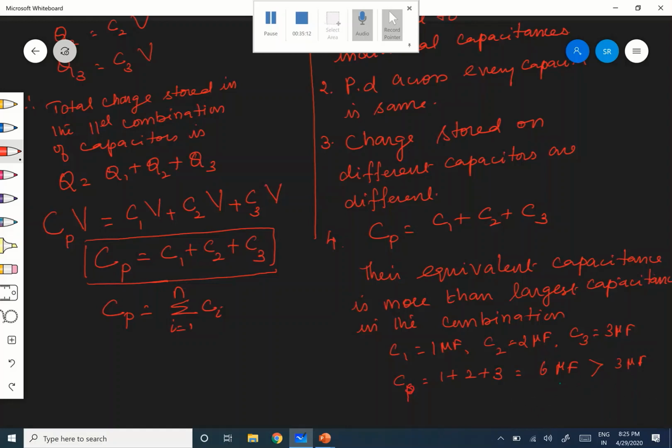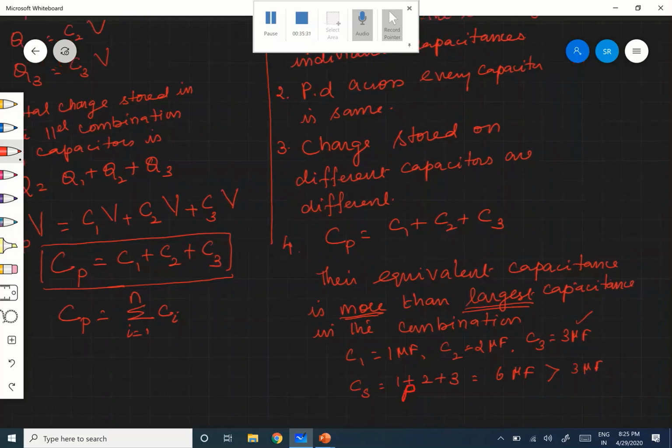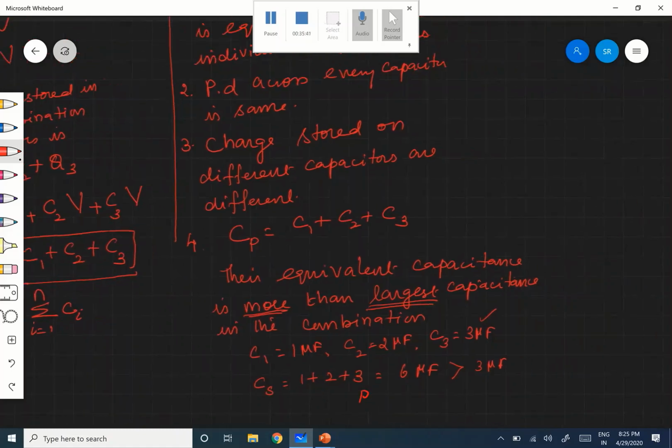Therefore here CS is 1 plus 2 plus 3, and the equivalent capacitance is more than the largest capacitor. The largest is capacitance 3, the largest capacitance in the combination. Are you following? So this is about the combination of capacitors. Is it clear? Okay.